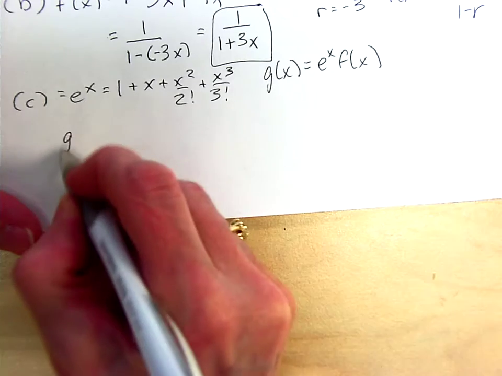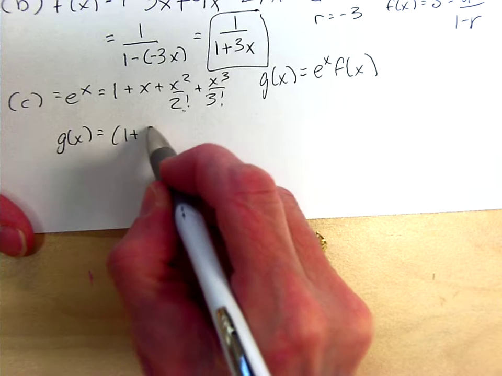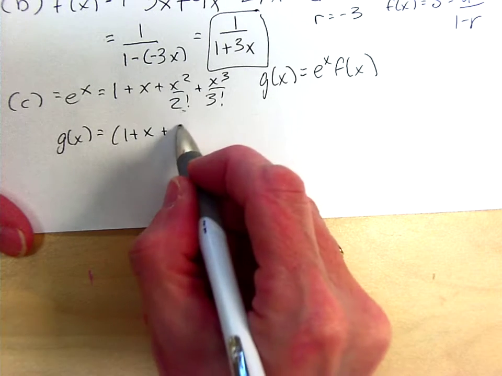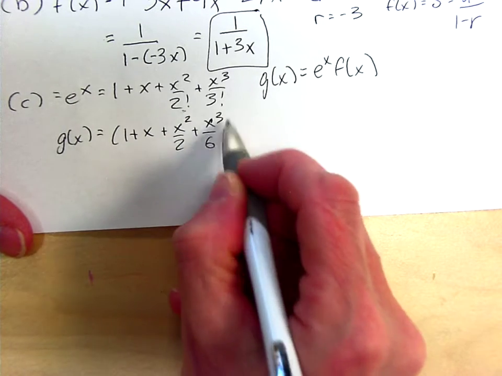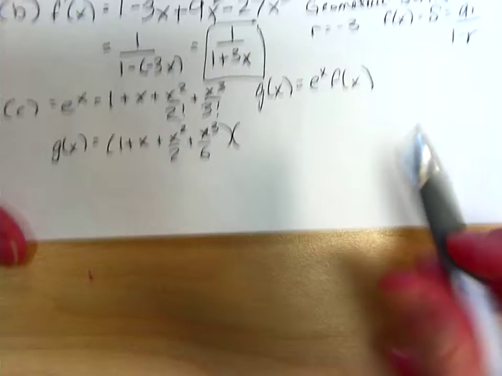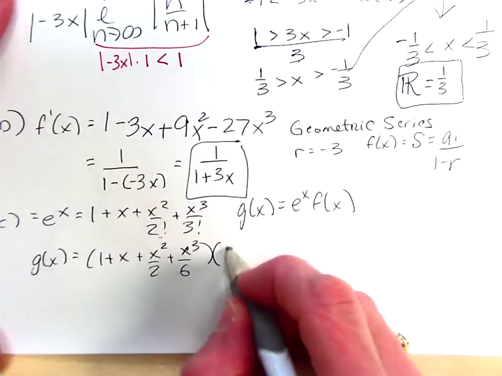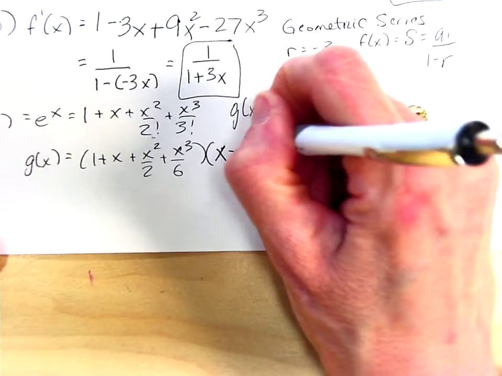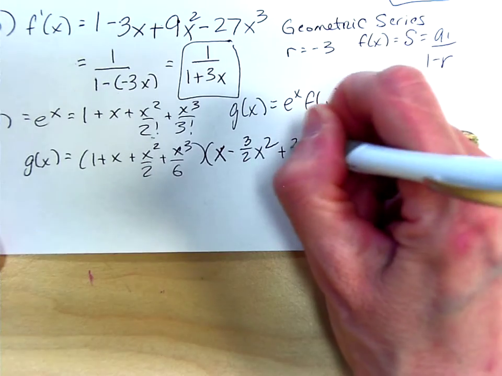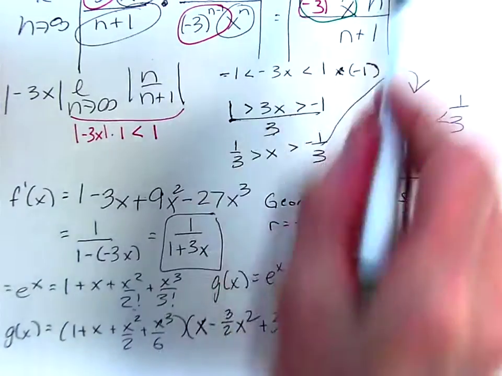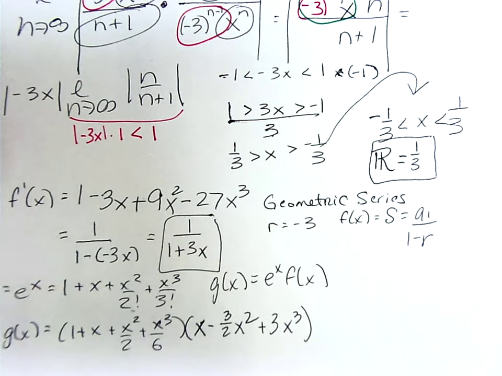So g of x, they want you to take this 1 plus x plus, and I'm going to simplify, x squared over 2 plus x cubed over 6. And then they want you to multiply it by f of x. So I'm going to take the first few terms of this one. x minus 3/2 x squared plus 3 times x cubed. They want the 3rd degree. So that means we need an x cubed term.